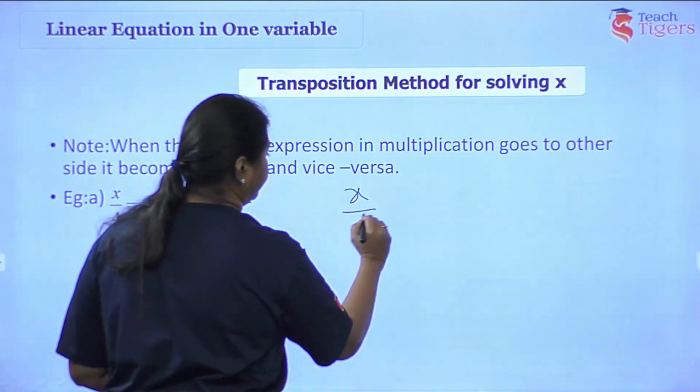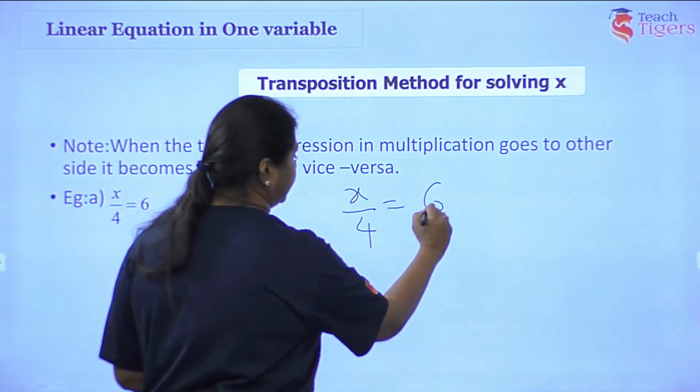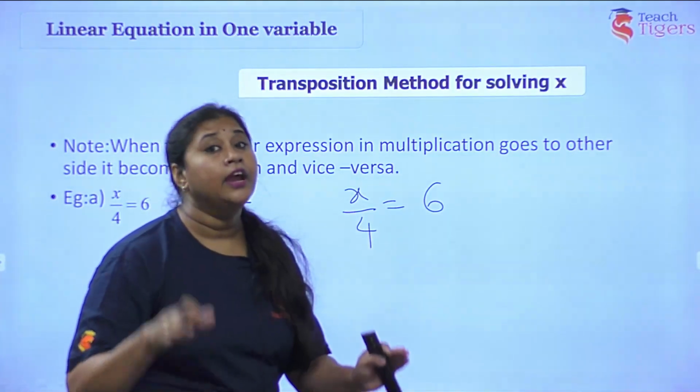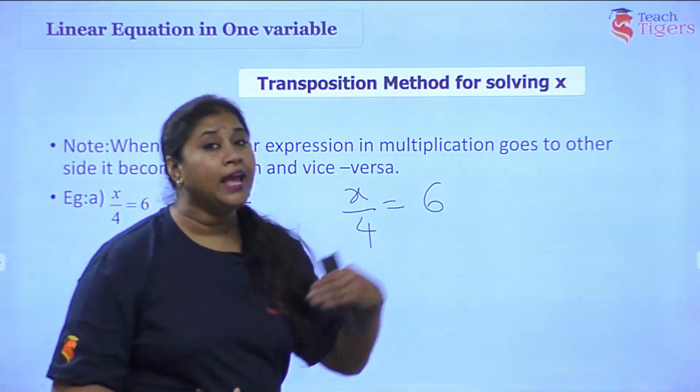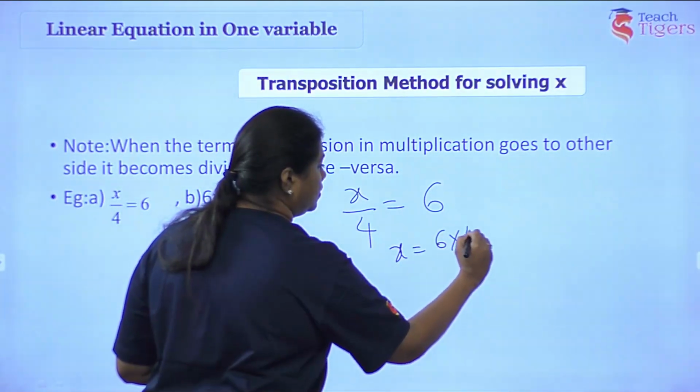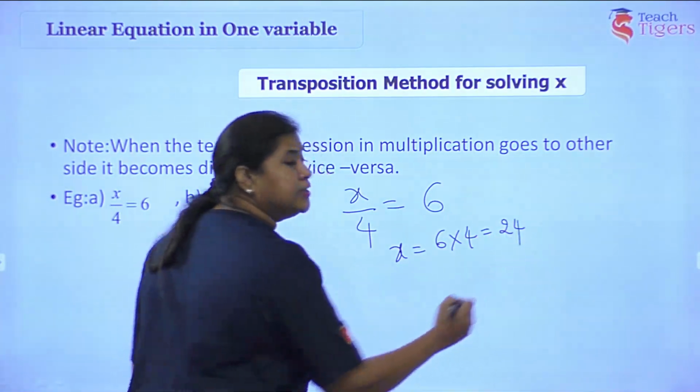If I say x by 4 is equals to 6. अभी देखो यार, मुझे x वैल्यू चाहिए. ये 4 ना कहाँ पे है? डिविजन में है. I'll shift to the other side. क्या बन जाएगा वो? 6 into 4, 24. I'm not using the rule here, okay?